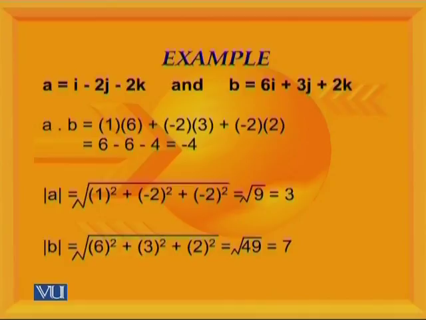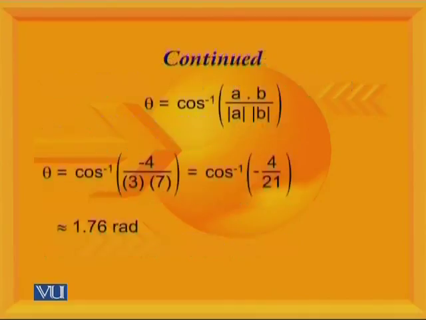So theta will be cos inverse of A dot B divided by magnitude of A and magnitude of B. So that is equal to cos inverse of minus 4 by 21, which is approximately equal to 1.76 radians. Projection of a vector in a given direction.